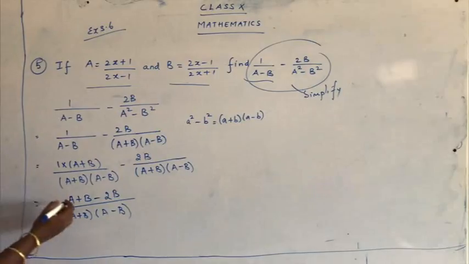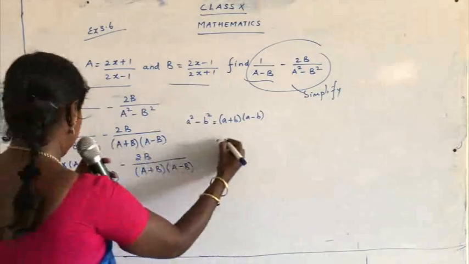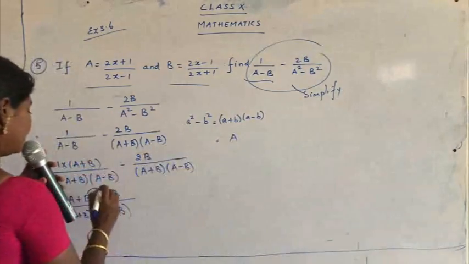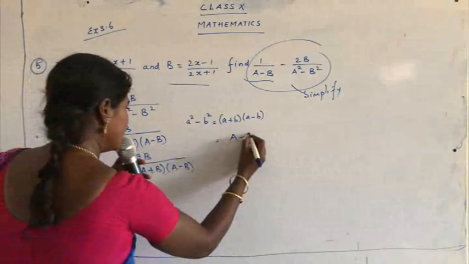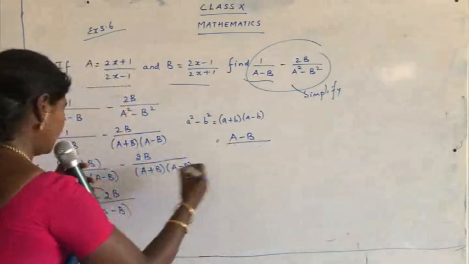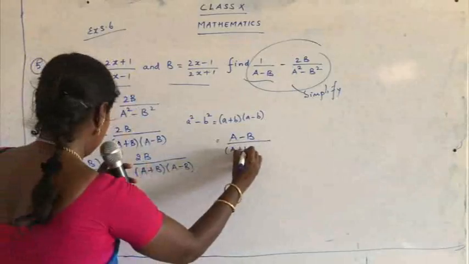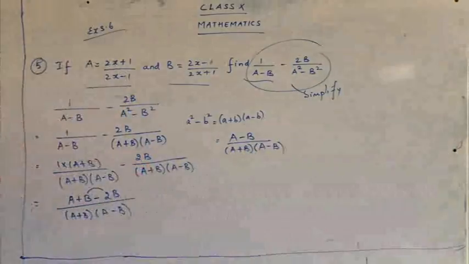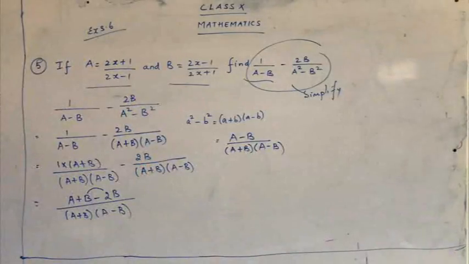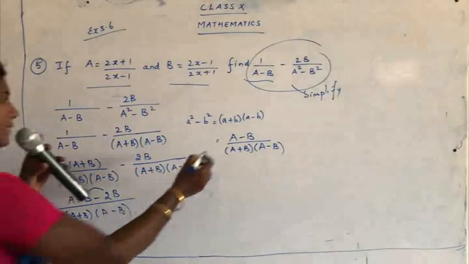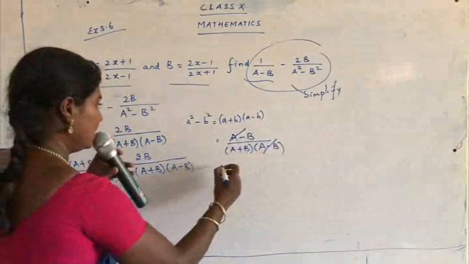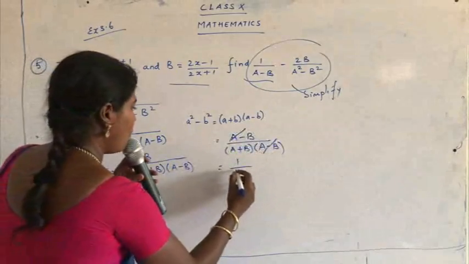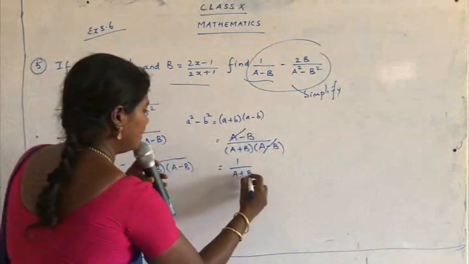So A is alone, so no changes over here. So this becomes A. B minus 2B gives you minus B upon (A plus B) into (A minus B). So now what is common in the numerator and the denominator part? A minus B. Cancel A minus B and A minus B. And what's left? 1 upon A plus B.